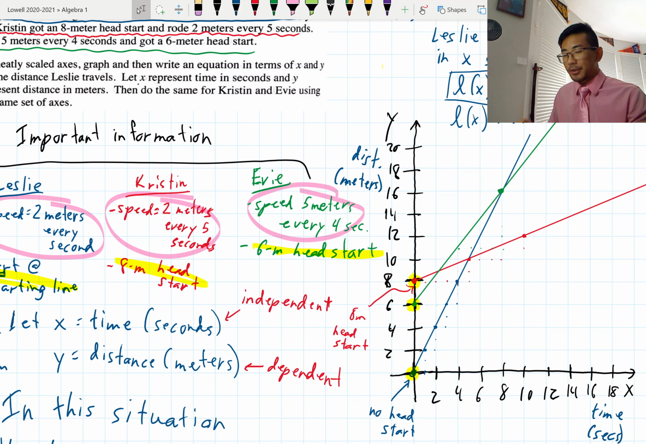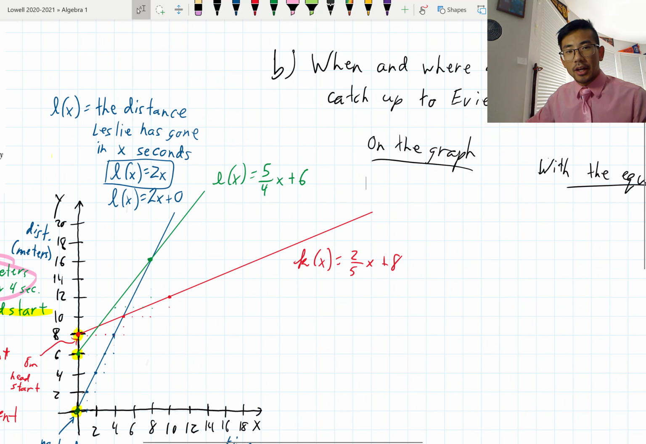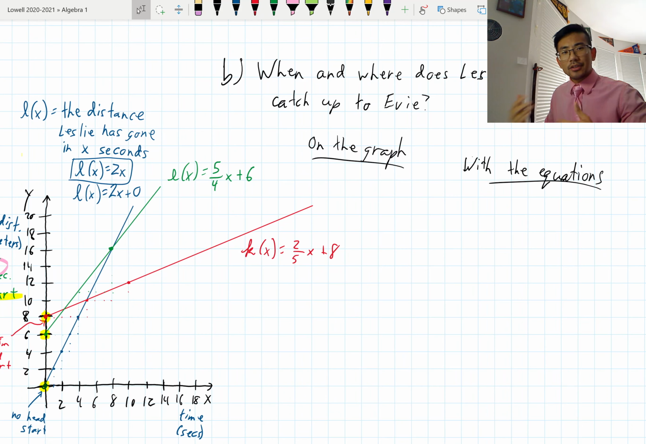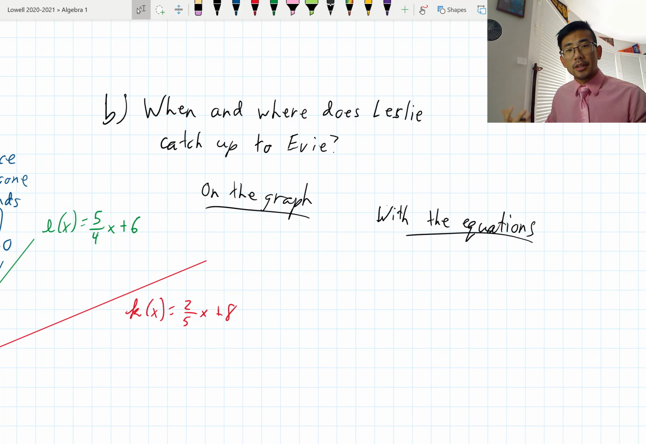Okay, now in this particular question, we're curious about Evie and Leslie. Now notice, Leslie starts off behind, of course, but she's going faster. And so it makes sense then that at some point, she's going to catch up to Evie. Okay, well, where would I see that on the graph? And that's the whole point of this, is that we could actually answer this question with a graph, a table, or an equation. And so on the graph, well, let's think first about what catching up means.